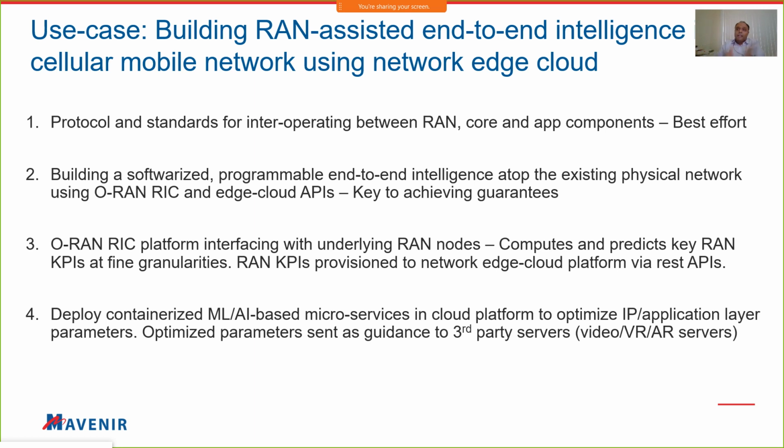Similarly, the containerized microservices will map the predicted RAN latency to IP packet sizes. Our results have shown that IP packet sizes impact RAN latency by about 10%. So it maps the predicted RAN latency to optimized IP packet sizes. Now the containerized microservices send these higher layer optimization solutions as guidance through REST APIs to third-party servers like a VR server, video server, or AR server, which can then use these recommended values in configuring their higher layer, application and IP layer parameters.